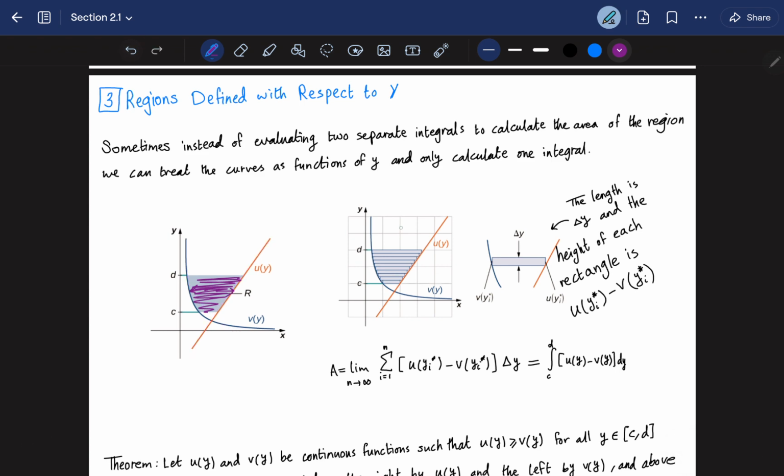Now let's look at it when we're doing rectangles. If I have a rectangle, here my height would be my delta y. So delta y is the width, but using the y values.